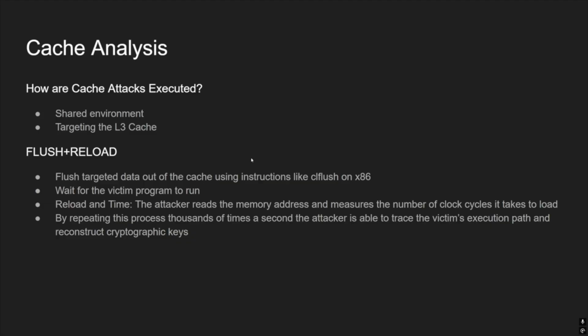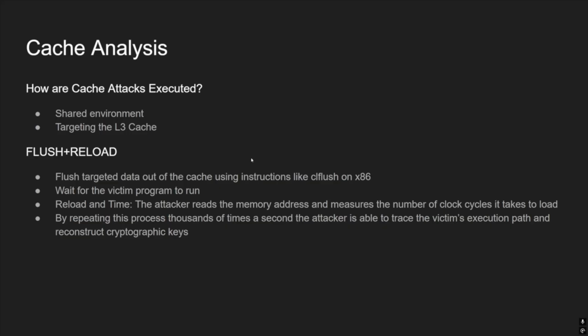Cache attacks focus on the L3 cache. Unlike the L1 or L2 caches, which are generally private to a single processor core, the L3 cache is shared across all cores on a modern CPU. This means an attacker can run code on Core 1 and successfully spy on a victim running on Core 4 just by monitoring the shared memory space.